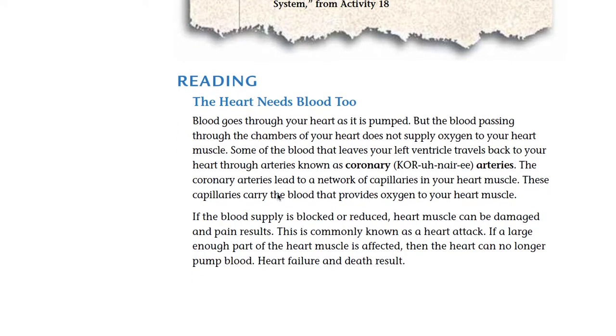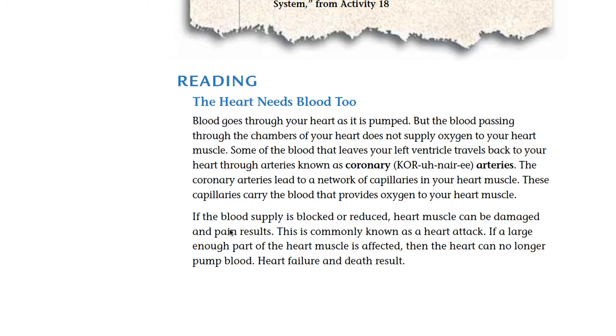Reading. The heart needs blood too. Blood goes through your heart as it is pumped, but the blood passing through the chambers of your heart does not supply oxygen to your heart muscle. Some of the blood that leaves your left ventricle travels back to your heart through arteries known as coronary arteries. The coronary arteries lead to a network of capillaries in your heart muscle. These capillaries carry the blood that provides oxygen to your heart muscle.